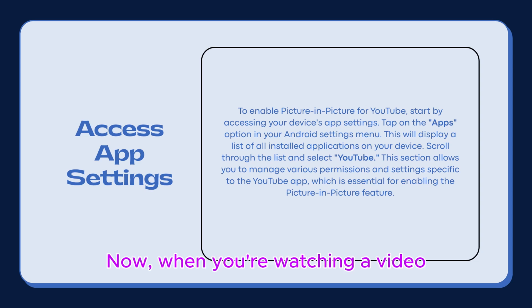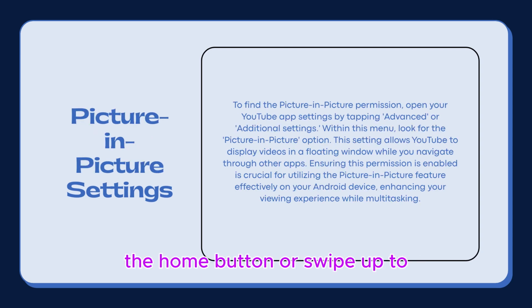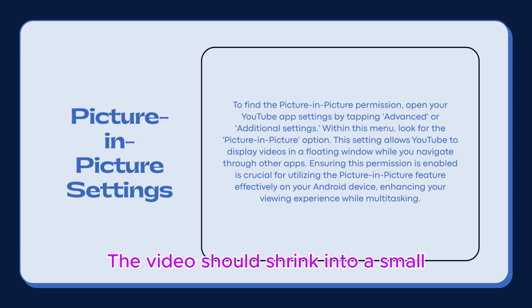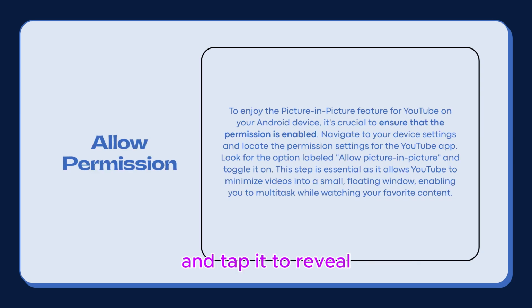Now, when you're watching a video, simply press the Home button or swipe up to go to your home screen. The video should shrink into a small movable window. You can drag this window around and tap it to reveal pause and close buttons.